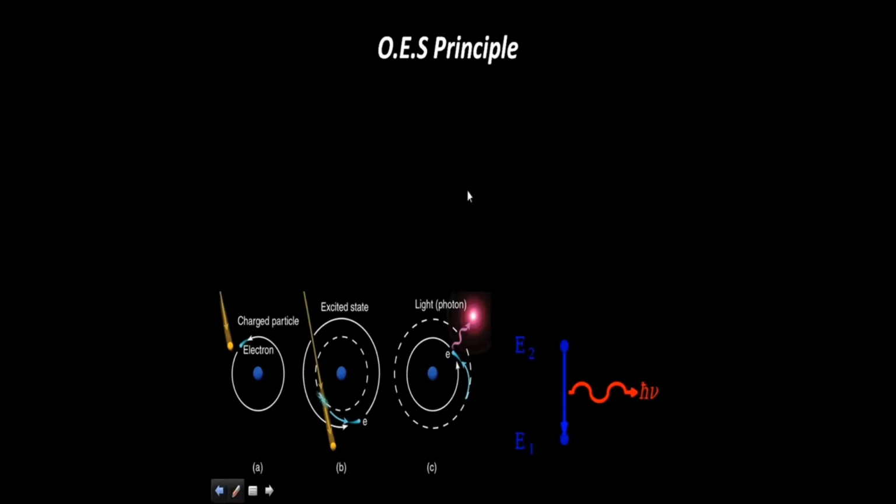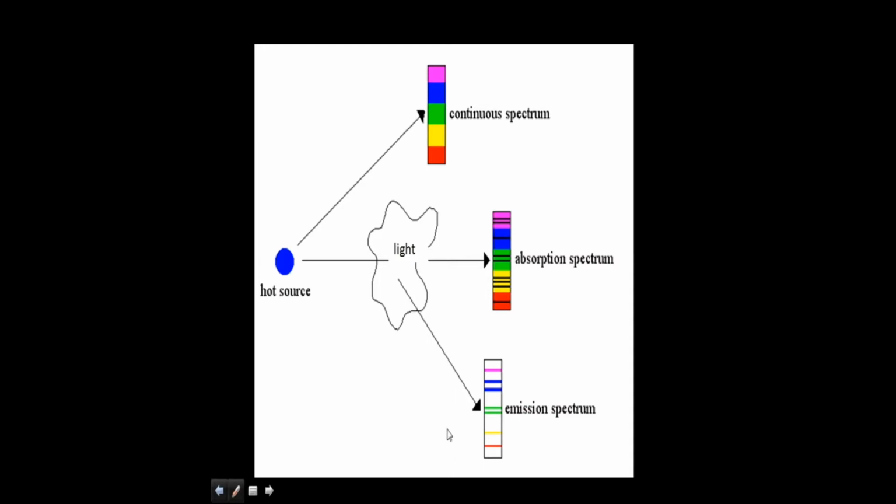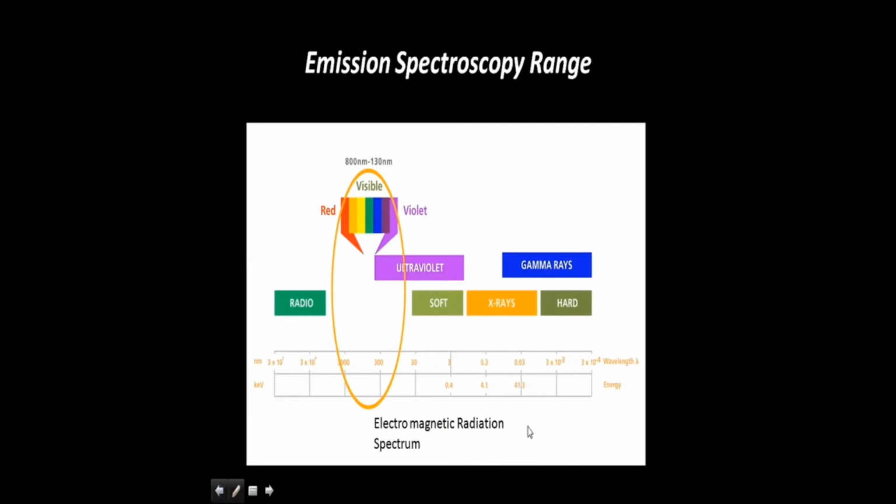Having discussed the scope of use of OES, now I will describe the principle behind the working of an OES. An OES works on the principle of spectroscopy, which deals with the interaction between light and matter. Spectroscopy utilizes the wave nature of light and the fact that each element has a unique atomic structure. The most important consequence of interactions between light and matter is the absorption or emission of light by the atoms. This absorption or emission can take place throughout the complete spectrum of electromagnetic radiation.